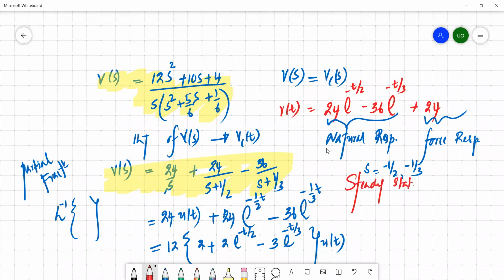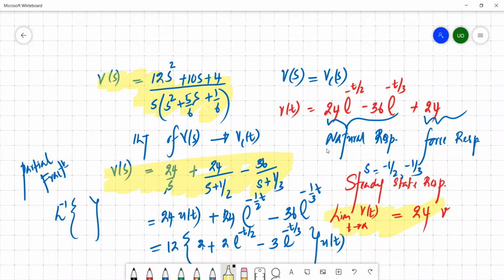So the steady state response would be what happens to v(t) if t goes to infinity. These exponentials simply decay to 0 when t goes to infinity. So then this becomes 24. So this is the steady state response, or else we can simply claim that this is the forced response in this circuit.